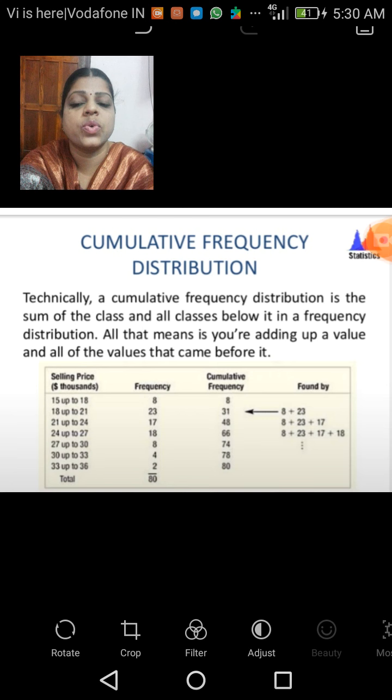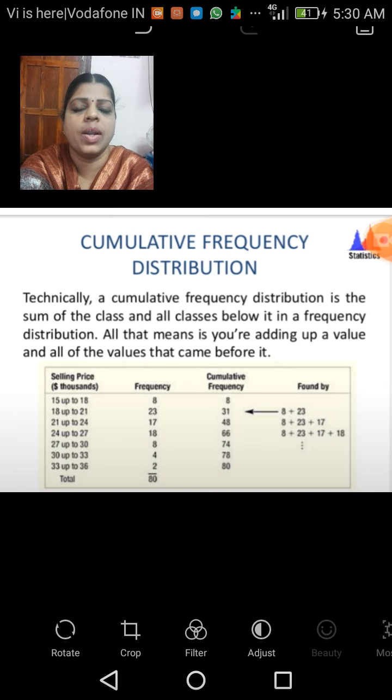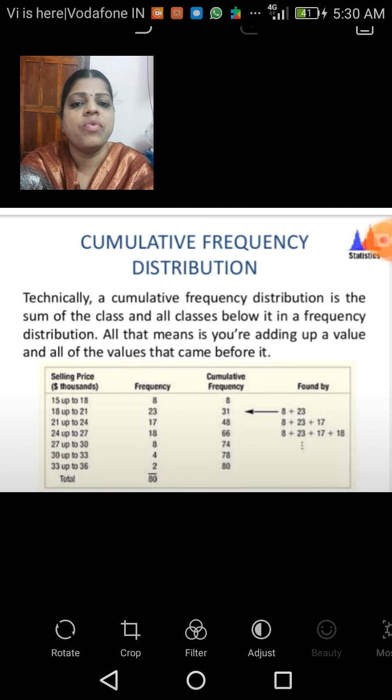In the first column we can see 15,000 up to 18,000. So here it is given the selling price of a vehicle and those who have bought that vehicle. That is, 8 persons bought vehicles in the price range 15 to 18,000. And the next one, 18,000 up to 21,000, how many persons bought? 23 persons bought those vehicles. So in that manner, that is the frequency we can represent.